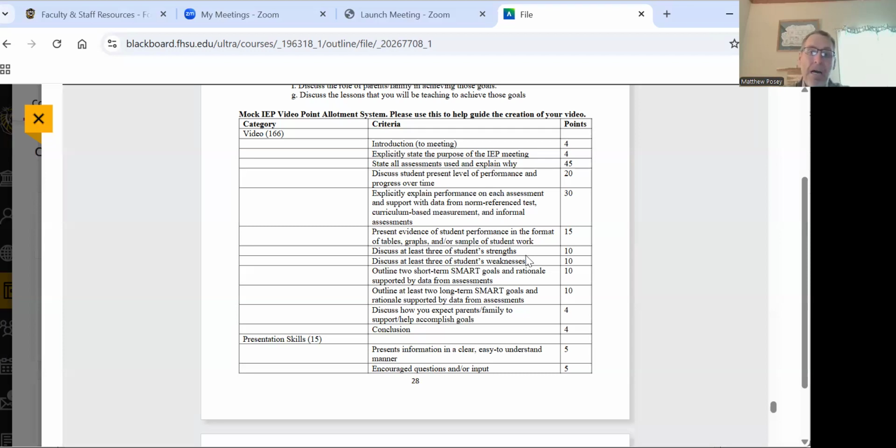And then as you're wrapping up and getting ready to conclude, just offer some expectations to the parent or the guardian on what they can do to help support you as the resource teacher and the classroom teacher accomplish those goals. What are some things? It could be something as simple as sitting down at night and reading 15 to 20 minutes with their child, or reviewing multiplication facts for 15 minutes every night. It could be something as simple as that, working together.